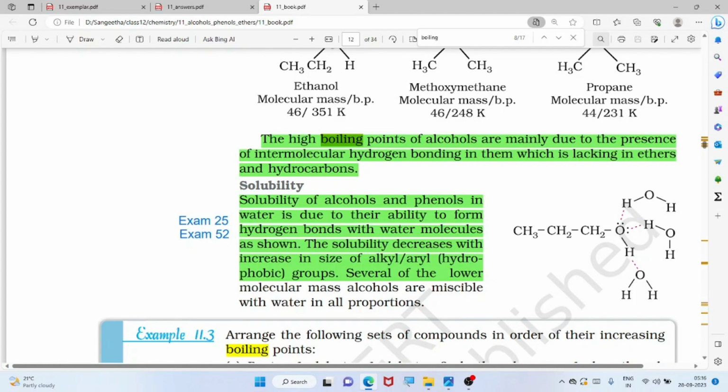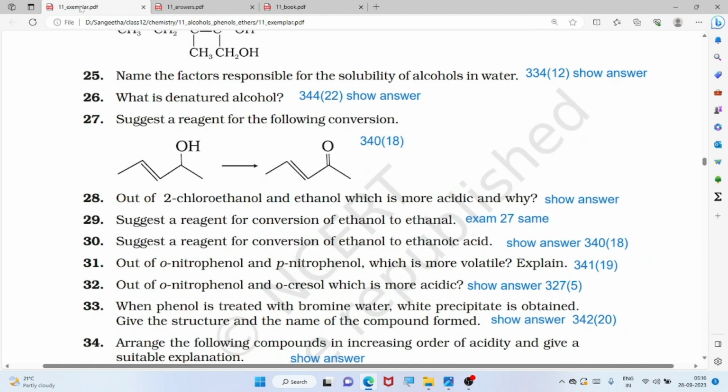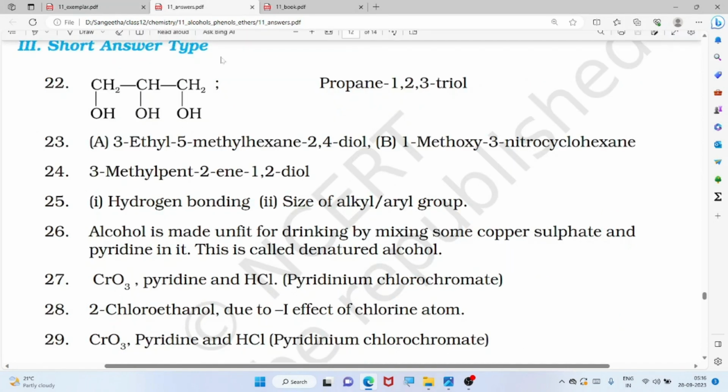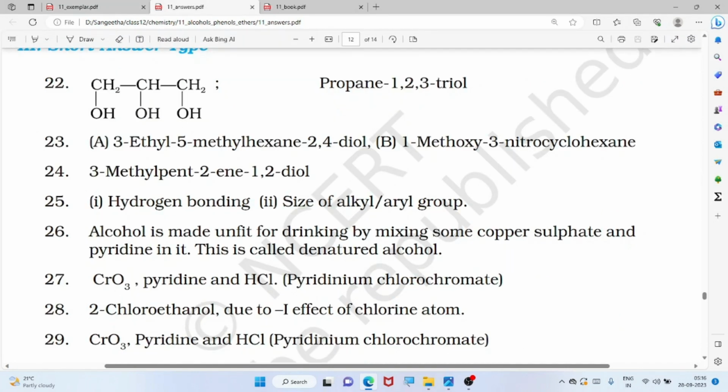The solubility decreases with increasing number of alkyl aryl groups. Okay, a larger number of alkyl groups means it will increase... sorry, solubility decreases. Solubility decreases with the increase in the size of the alkyl aryl groups. Alcohol is this, the hydrogen bonding, size of the alkyl aryl groups.